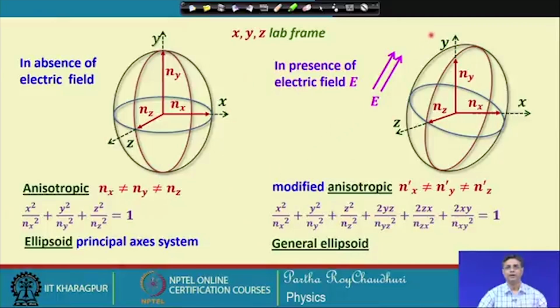Now, if I apply an external electric field along this direction, there may be a distortion of the ellipsoid, and there may be a corresponding change in the n_x, n_y and n_z. The new values are n_x prime, n_y prime and n_z prime, all of them may be unequal, and the general equation of the ellipsoid will be represented by this in this case. From here, we can again find out the principal refractive indices by making some transformation of this equation. We will see this in detail with examples.